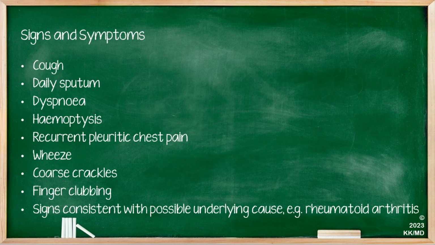As far as the signs and symptoms of bronchiectasis are concerned, really they are quite non-specific, and they include shortness of breath, cough, recurrent pleuritic chest pain, wheeze, coarse crackles, finger clubbing, and signs that are consistent with underlying pathologies such as rheumatoid arthritis.